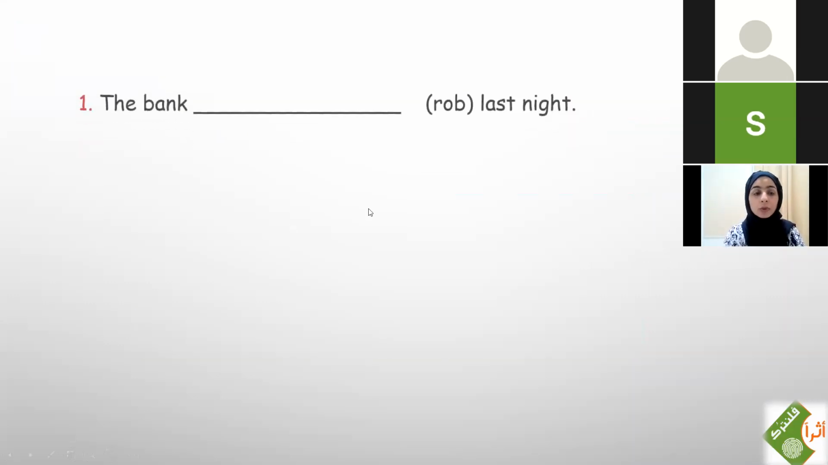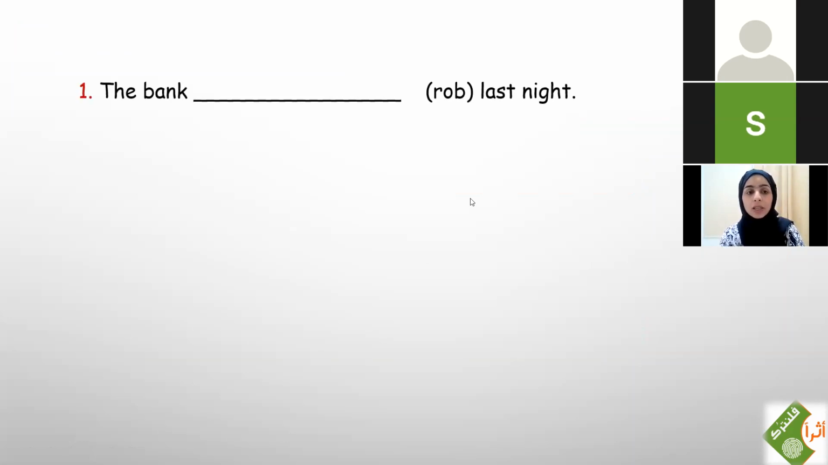Now, let us have some questions to make sure that you understand this. The bank dash, and we have the verb rob, to steal, last night. So what do you think? Can the bank rob itself? Can the bank steal itself? No. So what's the verb here? I want you to use the verb rob. You know the meaning of rob. It's from your book, by the way. Rob, robbery. Okay, so what's the sentence here? What's the passive that you will use? Because we don't know who robbed the bank.